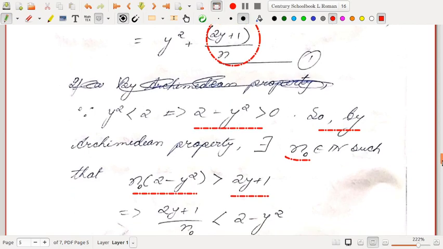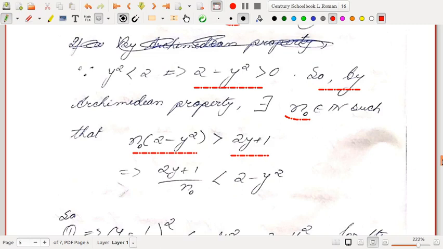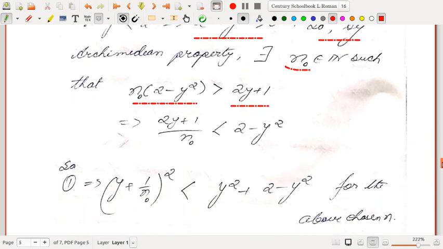So we see that it can be done because we have the Archimedean property. By the Archimedean property, there exists a natural number n naught such that n naught times (2 minus y square) is strictly greater than twice y plus 1. That means (twice y plus 1) by n naught is strictly less than 2 minus y square.